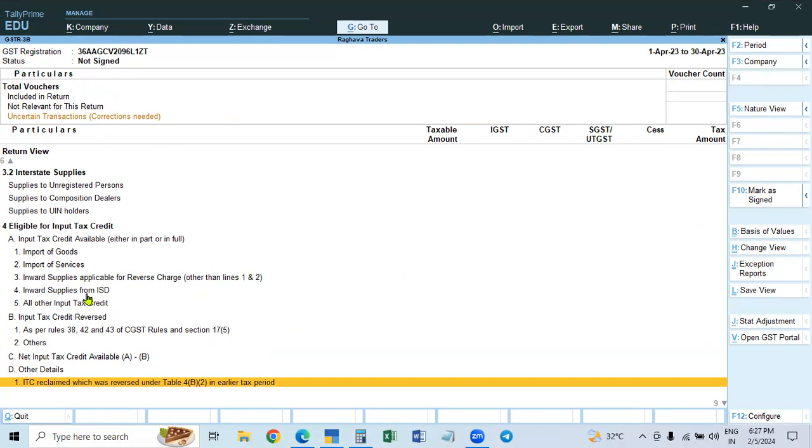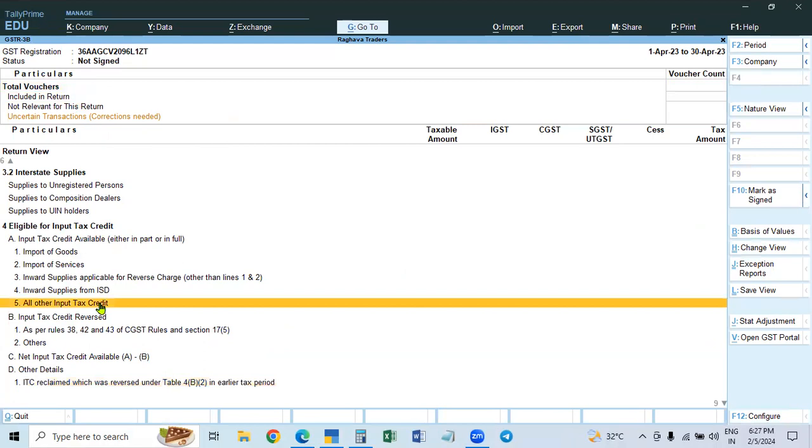In this column, mostly, this is the ITC. Import of goods and import of services are different. The last one, number 5, 4A, 5. Mostly all our input tax credits will be here only. Here, it will show the total ITC. So claim the total ITC.